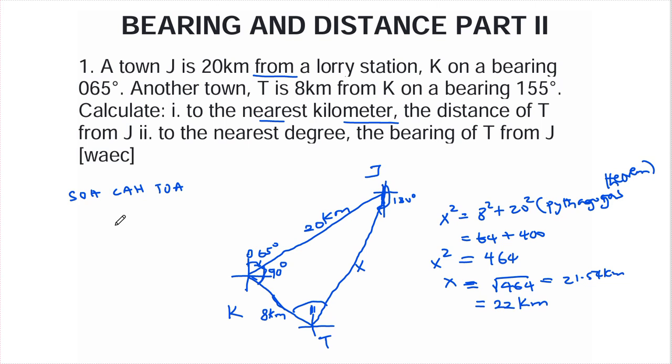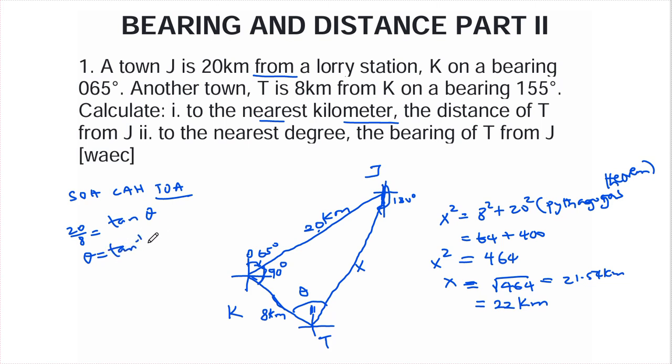Now SOHCAHTOA is what we use to solve right angle triangle trigonometric ratios. So if this is SOHCAHTOA, I can say my 20 is facing this angle, right? That is opposite. 8 is adjacent. So I'm going to use tan. So I'm going to say 20 over 8 is equal to tan whatever this angle is.